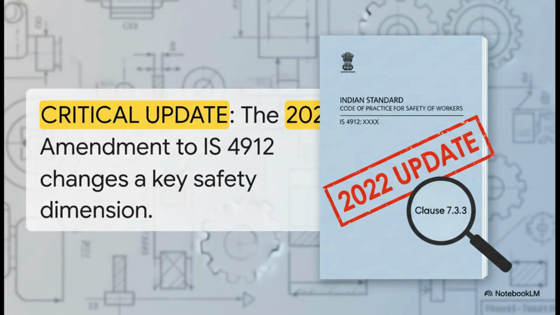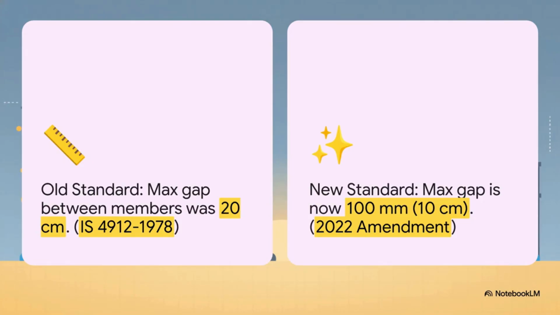Okay, we've made it. It's time for the big reveal, the critical update I told you about at the beginning. Back in 2022, a small but incredibly significant change was made to IS 4912. It's about how we build our railings, and this is it. This is the update you have to know.